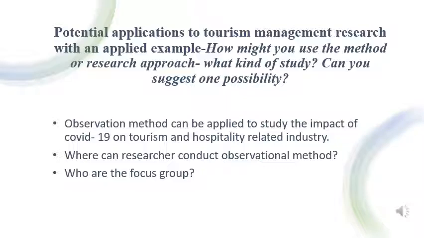The critical turn post-pandemic in tourism is the shortfall of revenue because of unprecedented travel restrictions. The profound impact of travel restrictions had an adverse effect on people's livelihoods and increased obstacles across many dimensions. The observation method can be applied to study the impact of COVID-19 on tourism and hospitality related industries.